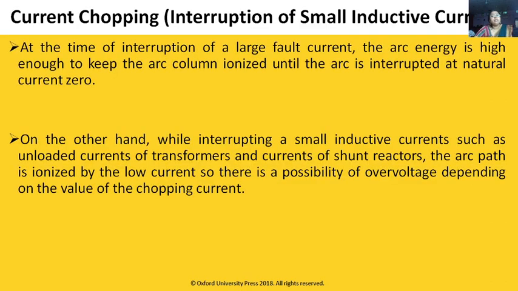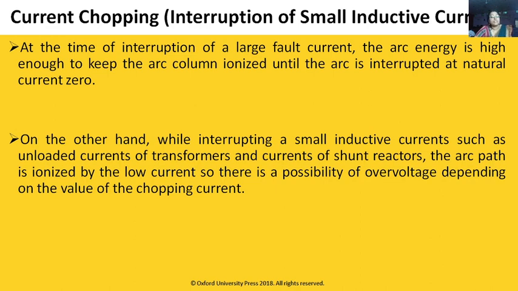While interrupting a large fault current, arc energy is high enough to keep the arc column ionized until the arc is interrupted at natural current zero. But this is not the case with interruption of small inductive current. While interrupting a small inductive current, such as unloaded currents of a transformer and currents of a shunt reactor, the arc path is ionized by low current, and that's why voltage is high.